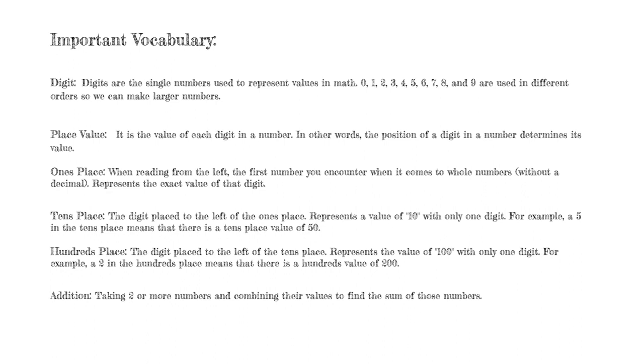Hundreds place. The digit placed to the left of the tens place represents the value of 100 with only one digit. For example, a 2 in the hundreds place means there's a hundreds value of 200. And of course, addition, taking two or more numbers and combining their values to find the sum of those numbers.